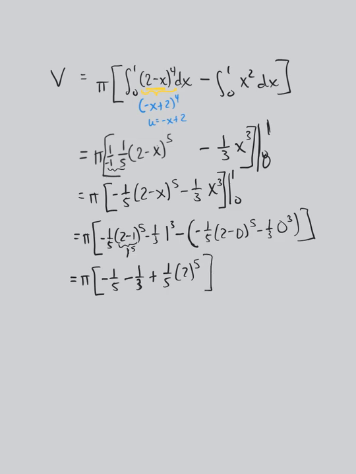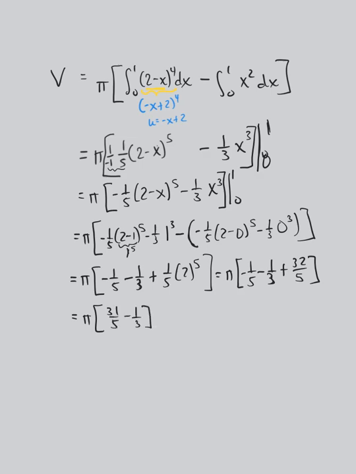We just got to get it cleaned up here. And so 2 to the fifth is 32. So I have pi times -1/5 minus 1/3 plus 32 fifths. Right? Okay, so I got to get all these combined here. Notice that my common denominator is, I see I have those fifths. I'm going to go ahead and combine those. And so now I have 31 fifths minus 1/3.